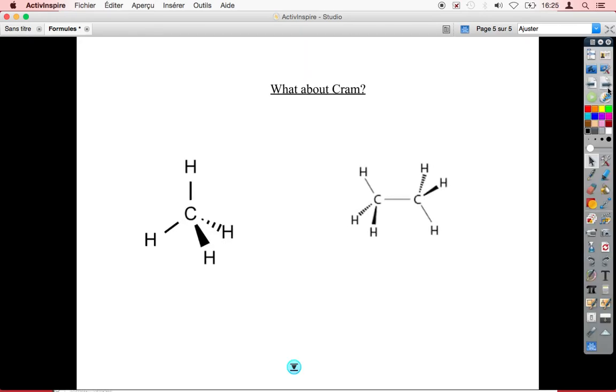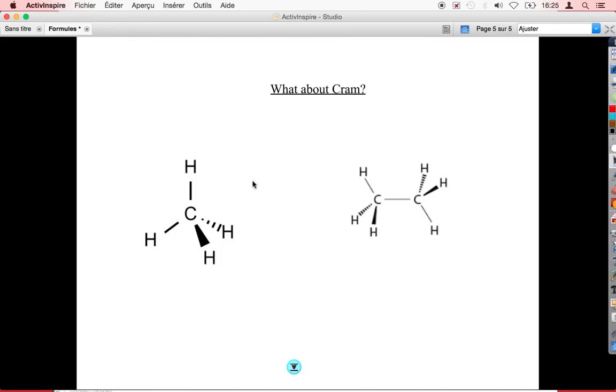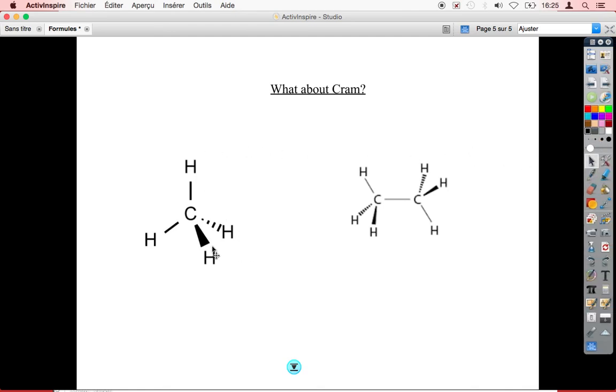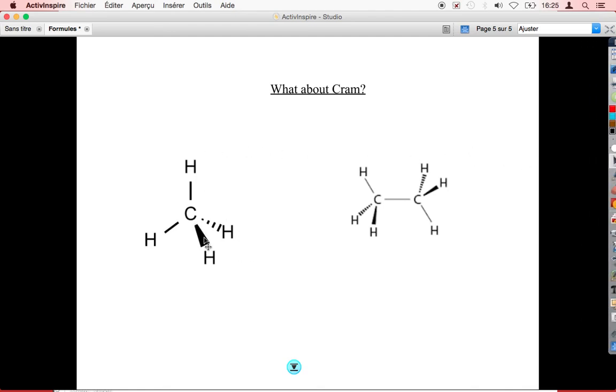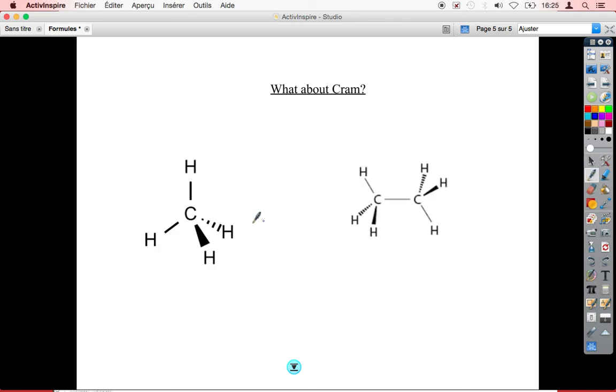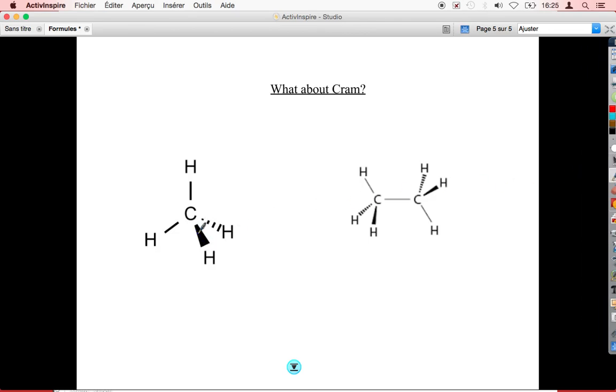And something we said already this year: the Cram diagram. We use 3 dimensions to represent the molecules, and you have wedges. This one means that this hydrogen goes out of the screen, so it's toward you, and this one is at the back of the screen. So you can have an idea of the shape of the molecule in 3D, and it's going to be useful to tell the difference between two molecules.